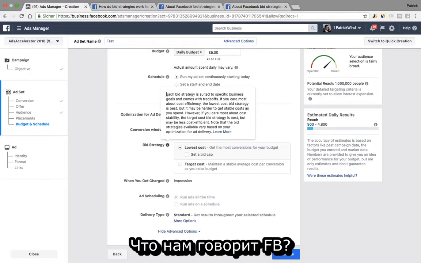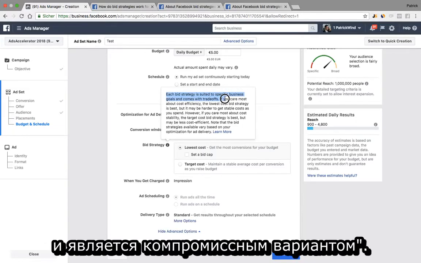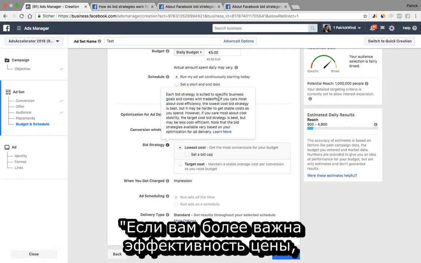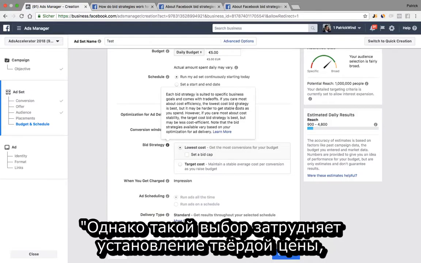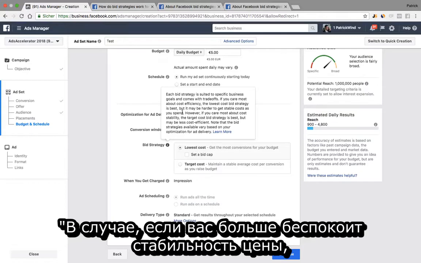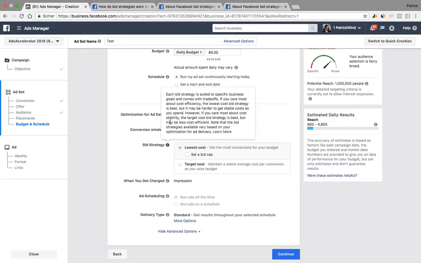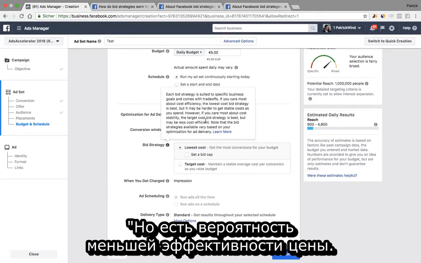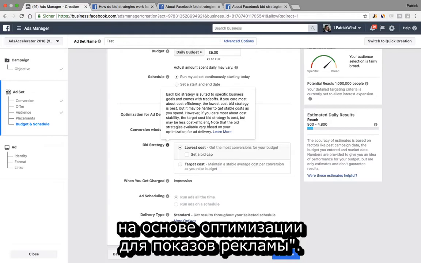So what they give us here: each bid strategy is suited to specific business goals and comes with trade-offs. If you care most about cost efficiency, the lowest cost bid strategy is best, but it may be harder to get stable cost as you spend. However, if you care most about cost stability, the target cost bid strategy is best, but maybe less cost efficient. Note that the bid strategies available vary based on your optimization for ad delivery.